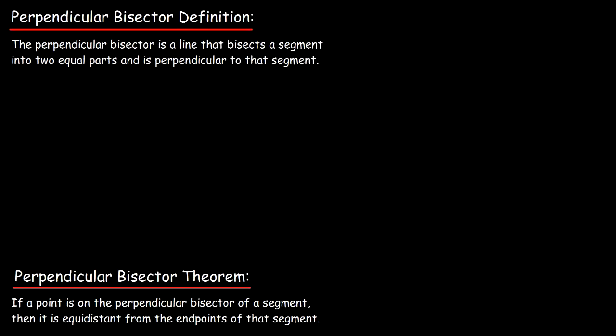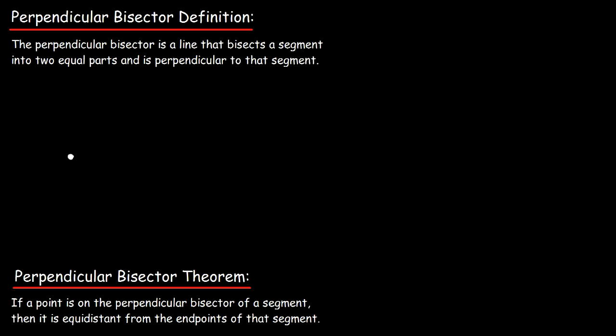In this video, we're going to focus on perpendicular bisectors. So what exactly is a perpendicular bisector? So here's the gist of the definition. The perpendicular bisector is a line that bisects a segment into two equal parts and is perpendicular to that segment.